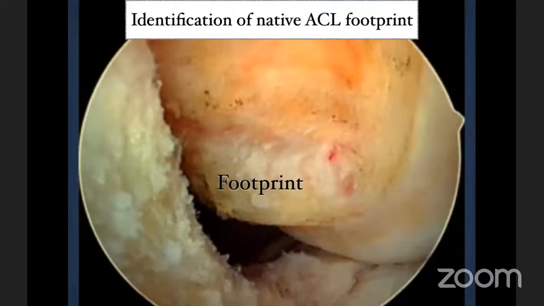Now, identification of the native ACL footprint can be done, and from here, you can get a good view of the intercondylar notch through the anteromedial portal. You can get a good view of the intercondylar notch and the ACL attachment. You can even see that via the anteromedial portal or the accessory anteromedial portal. So you can see the footprint right there. So that will be a good guide. If these cases are recent ACL tears, then this would be a good guide. If you're dealing with long chronic ACL tears, then the footprint may not be available to help you in certain cases. Otherwise, this is a very, very good guide.